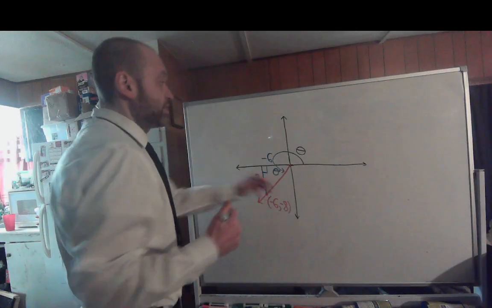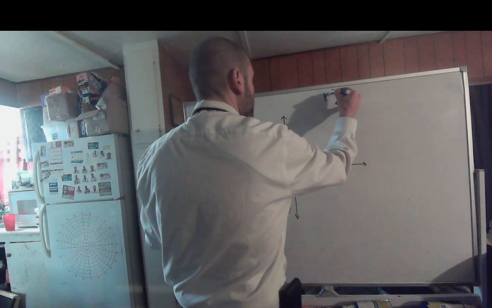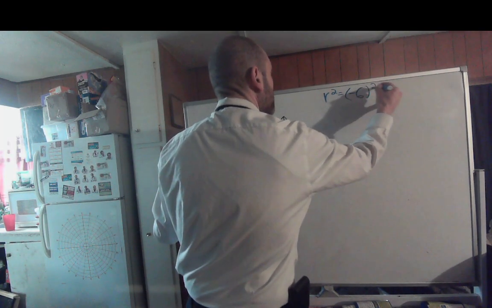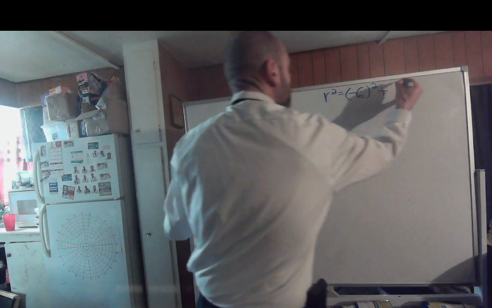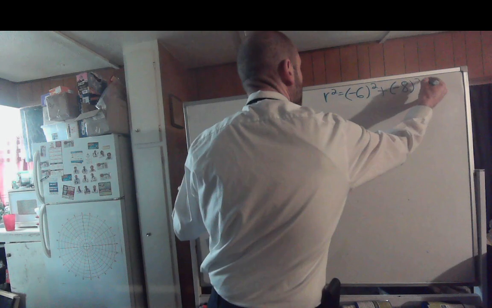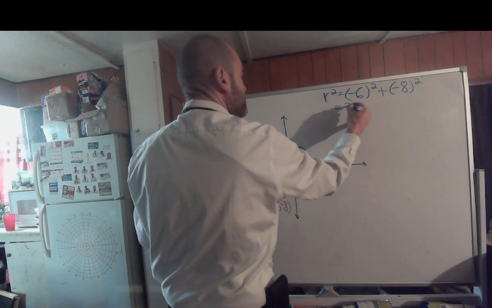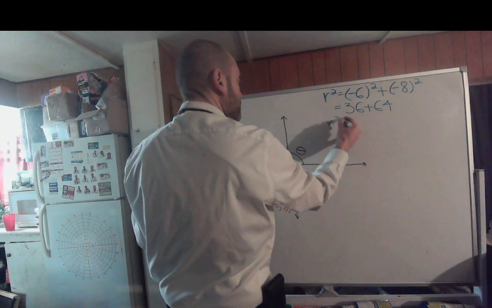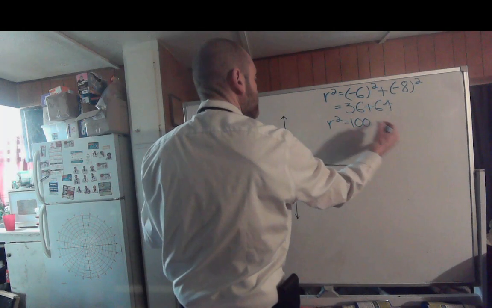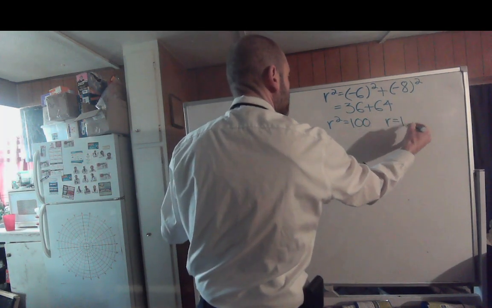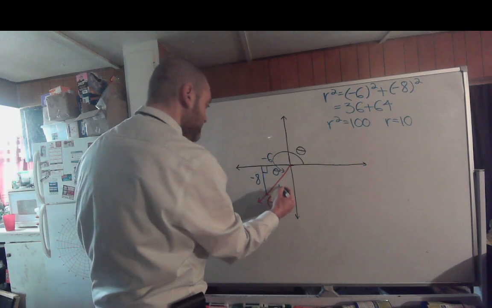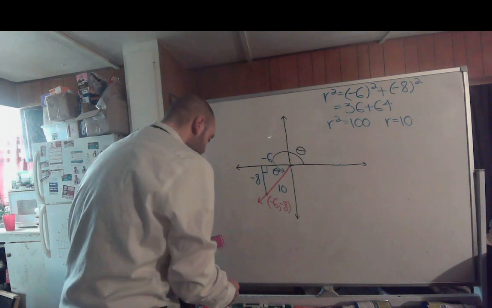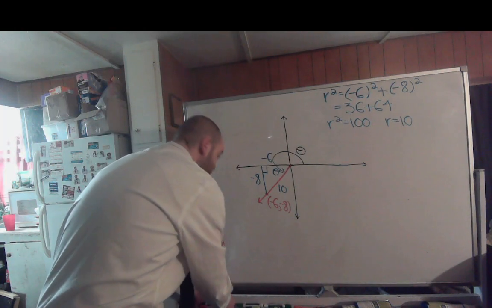So let's go ahead and find our radius. So r squared equals that -6 squared plus that -8 squared. We're definitely in the third quadrant, you can see. So that's going to equal 36 plus 64, which means r squared equals 100. So r, which is your radius, equals 10. So the radius has a length of 10. Now, at this point, we can proceed to finding the 6 trig functions.